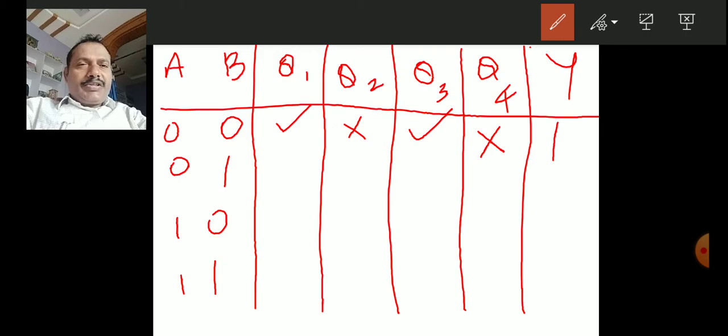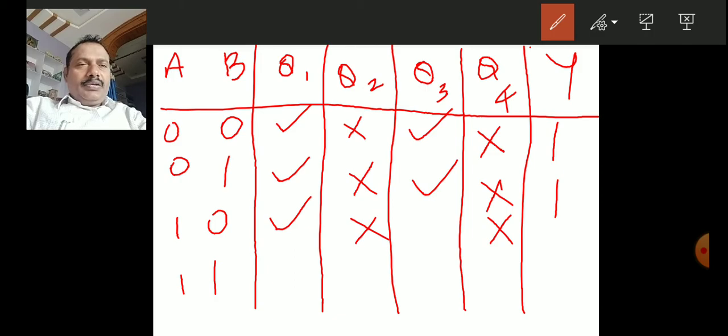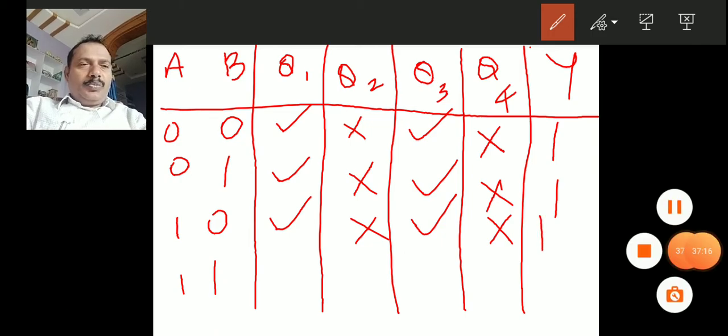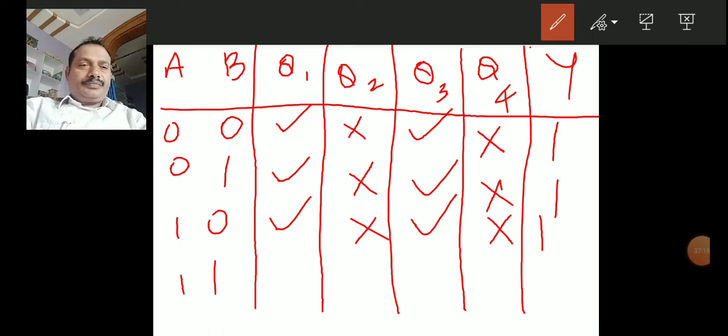For the 0 1 combination, Q1 is conducting, Q2 is off, Q4 is off, Q3 is conducting, hence the output is 1. For 1 0, Q1 is conducting, Q2 is off, Q4 is off, and Q3 is conducting. Hence, the output is 1. And for 1 1, let us see for 1 1 once again.